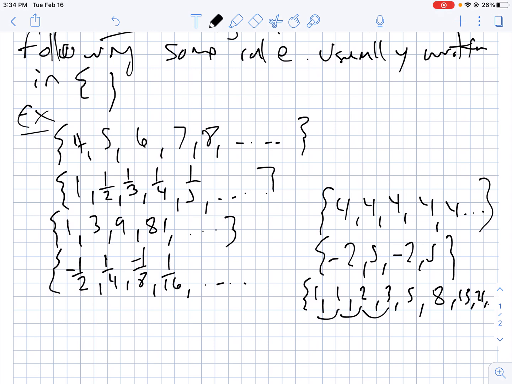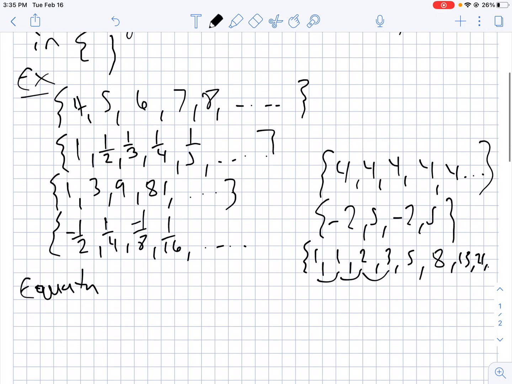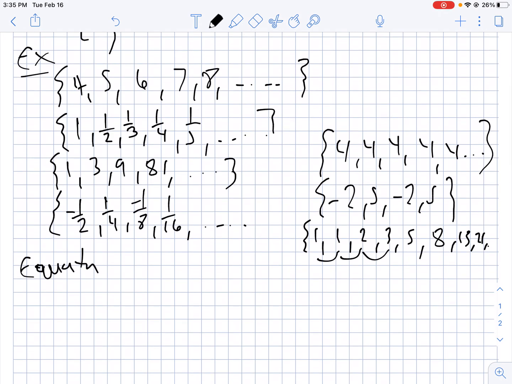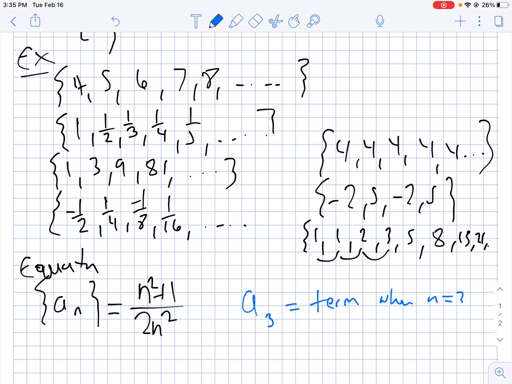Sometimes we'll see sequences written like that, and sometimes we'll see them written like this, where they have an equation. You'll say a sub n is equal to n squared plus 1 over 2n squared. What this notation represents is, if you see a sub 3, it just means the third term. It is the term when n is equal to 3. Each individual number is one term, and the sequence is just a collection of each of those terms.